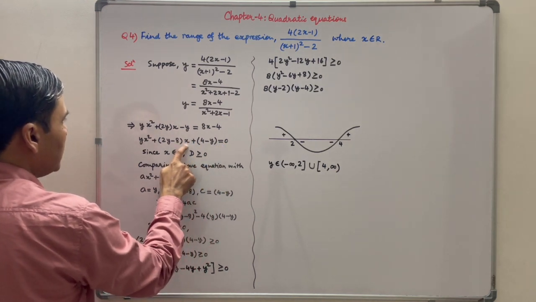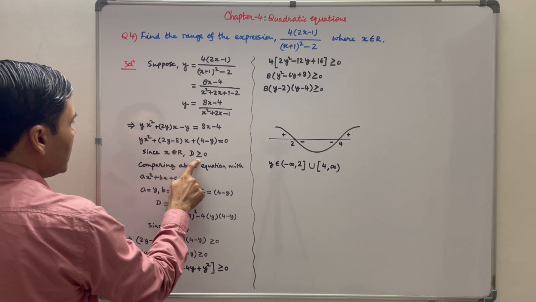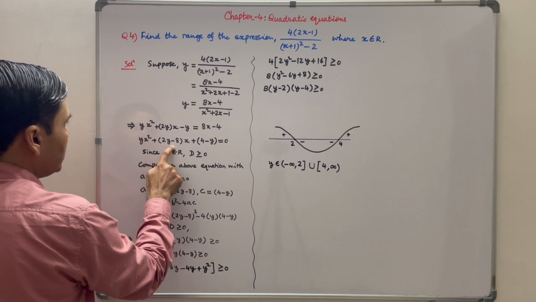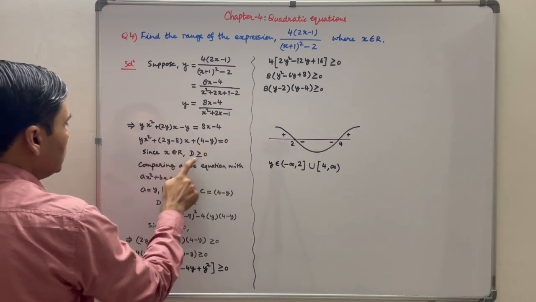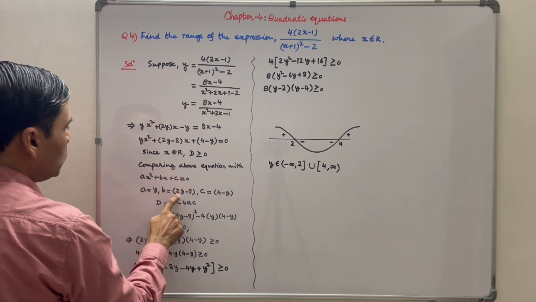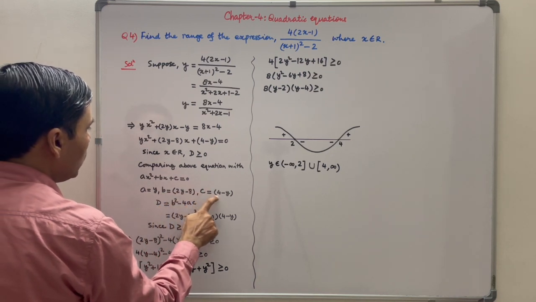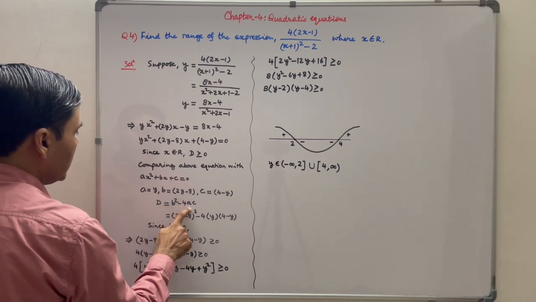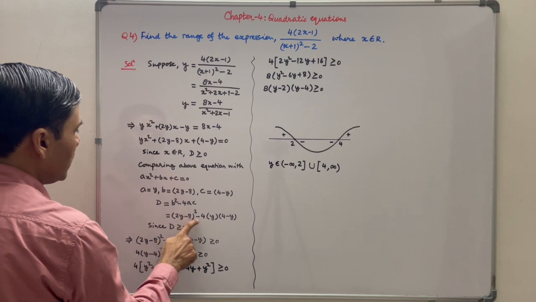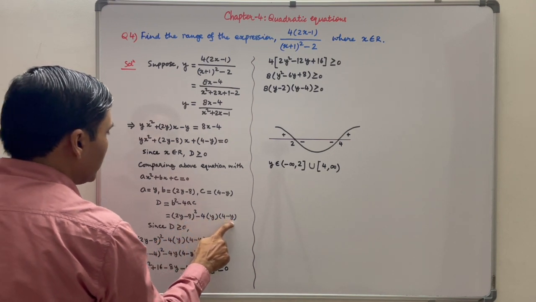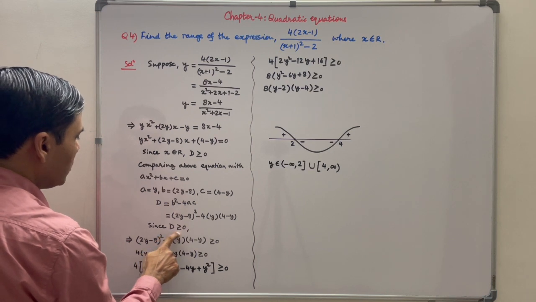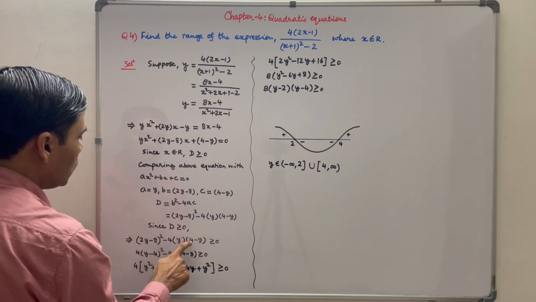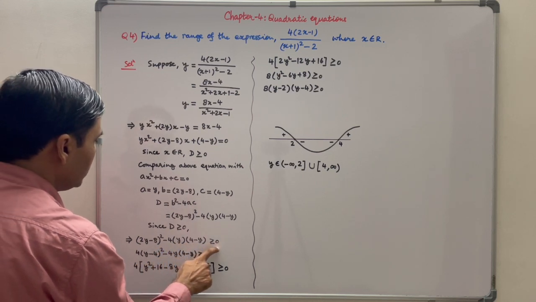Given that x is real, so discriminant D is greater than or equal to 0. Compare this equation with ax² + bx + c = 0. So a is equal to y, b is equal to 2y - 8 and c is equal to 4 - y. So discriminant D is equal to b² - 4ac, and that is (2y - 8)² - 4y(4 - y). Since D is greater than or equal to 0, the inequality is (2y - 8)² - 4y(4 - y) is greater than or equal to 0.